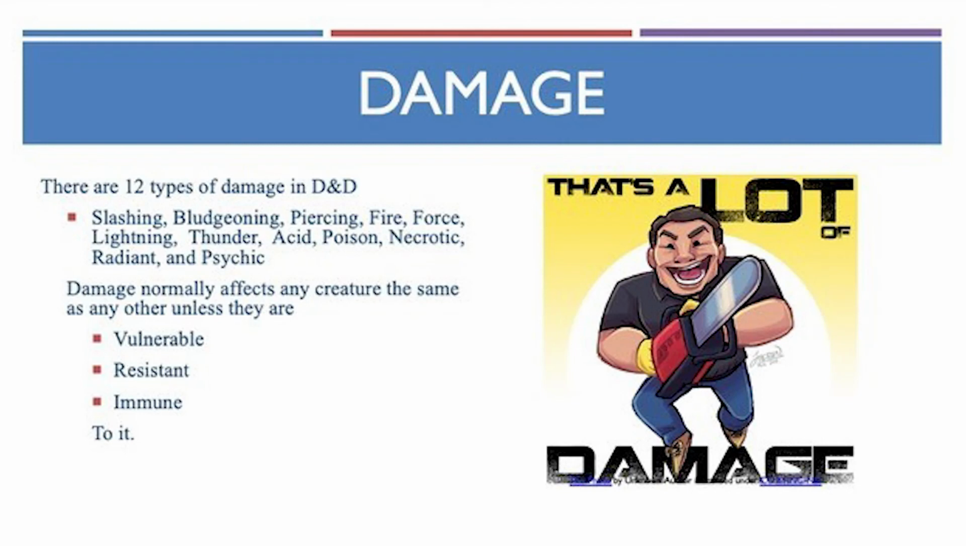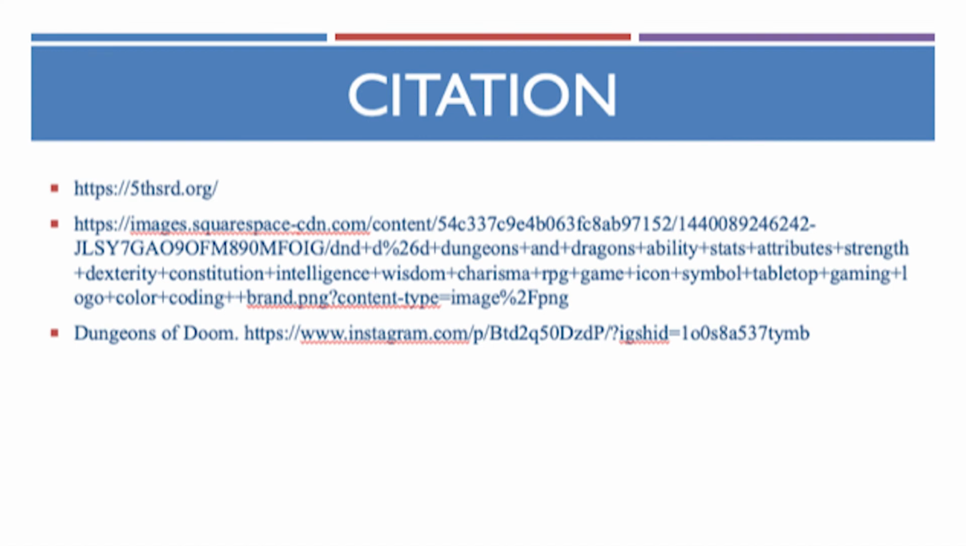Being vulnerable to damage means it does double damage. Being resistant means it does half damage, rounded down, and being immune means you take no damage at all. Resistances and immunities can be overcome if the weapon is magical or silvered.